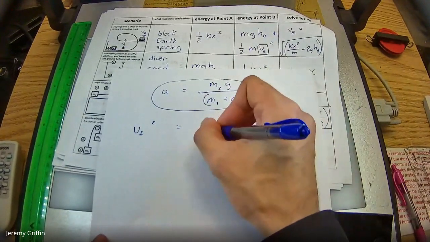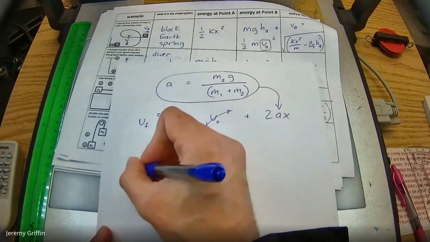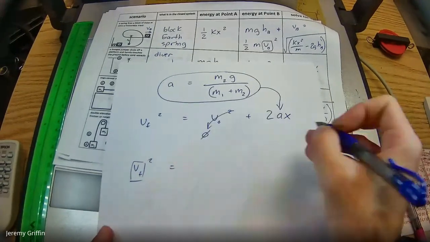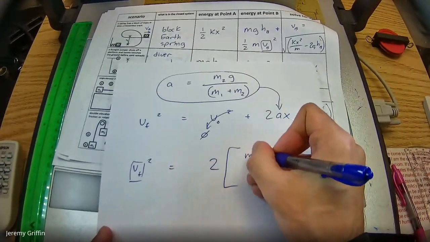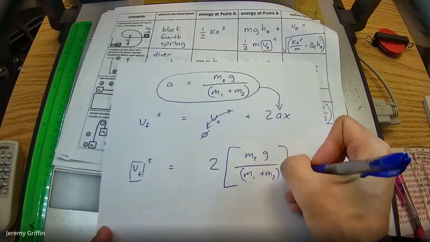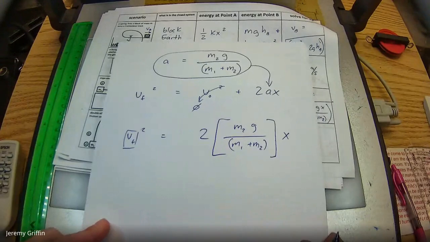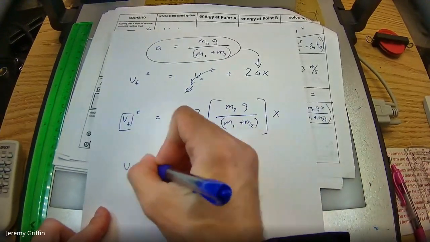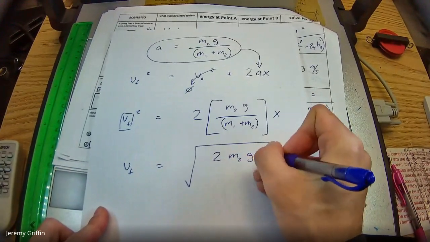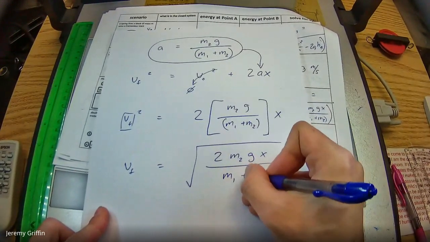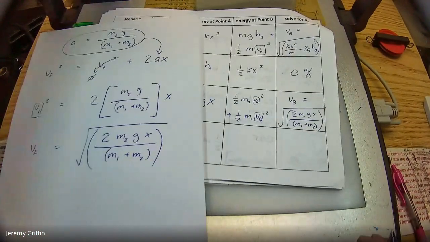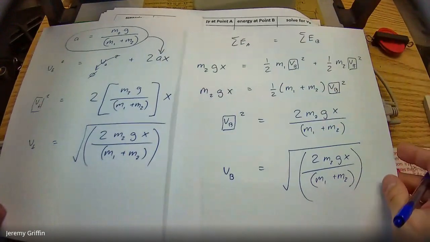This thing starts from rest. That goes away. And then whatever speed it's going to be, squared, equals, let's see, that's 2 times m2g on the sum of the masses, all times the height change. Okay. And then the final is just the square root of that, which looks like square root 2 m2gx on the sum of the masses. Oh, that is exactly what we got with conservation of energy.